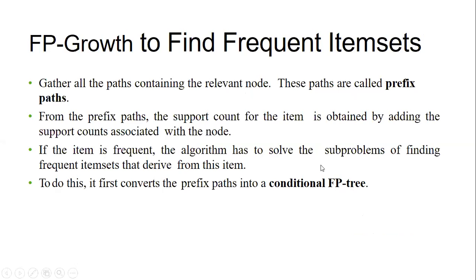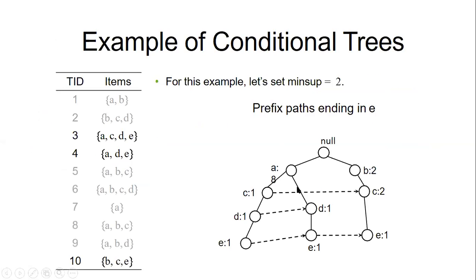So first we are going to construct the conditional, or take the prefix path. We are going to convert the prefix path into a conditional FP tree. So what we are doing is a bottom-up approach. Which is the bottommost node? That is E. Why am I taking the bottommost node as E? Because it is the node which has the least support count compared to other items or nodes.